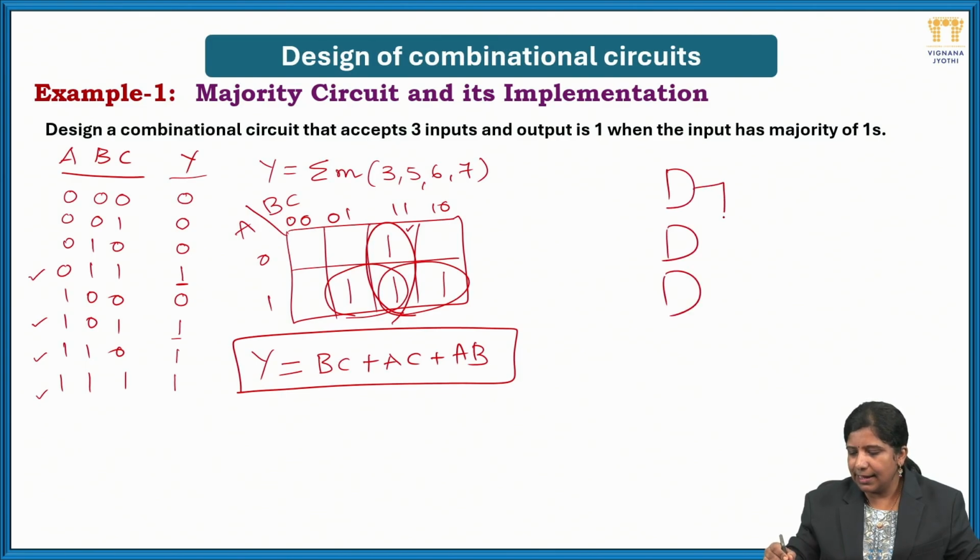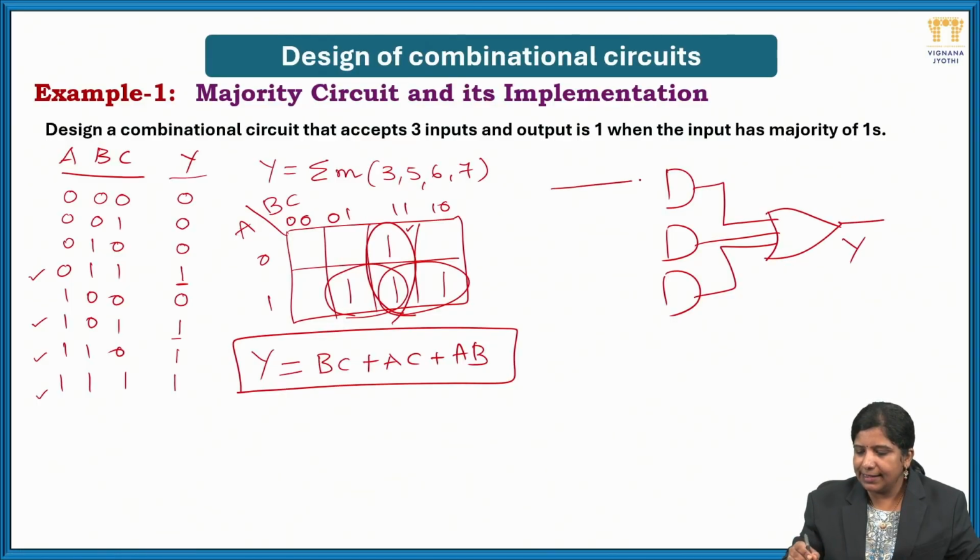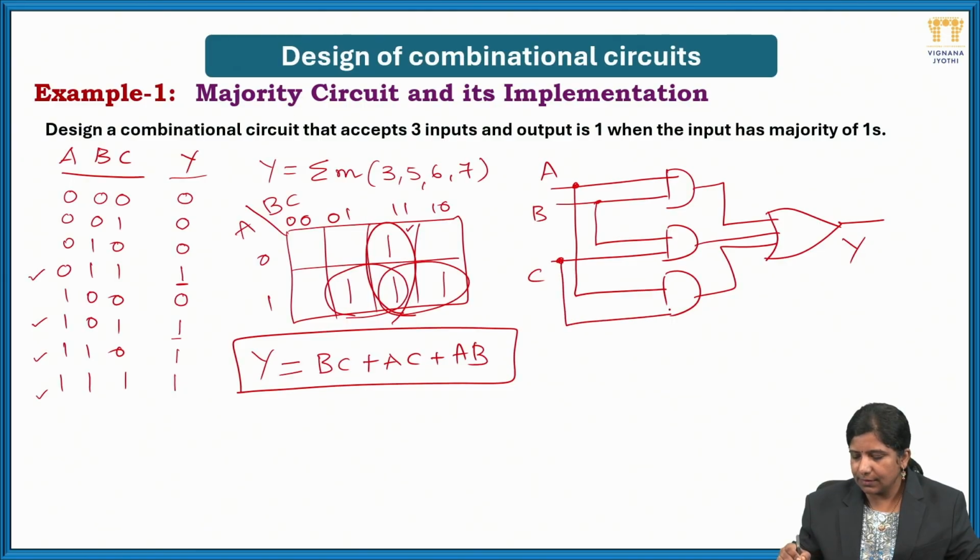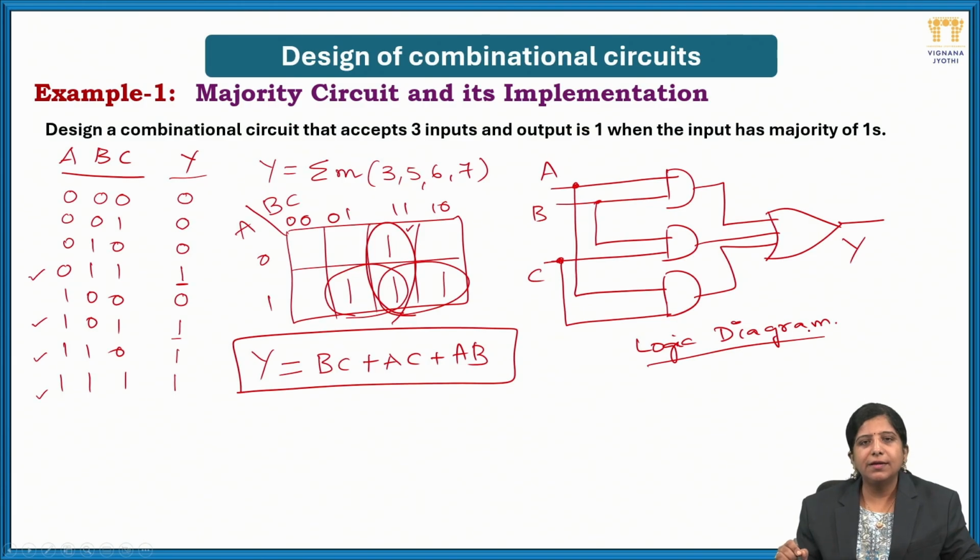So 3 AND gates, and the outputs of all these are connected to an OR gate. The output of this is Y, and here I am taking the inputs as AB, then BC, then here it is AC. This is the final logic diagram for the majority circuit where the majority 1s are present.